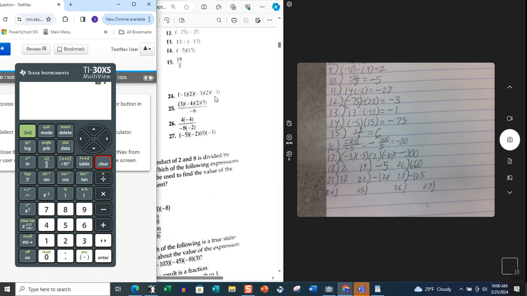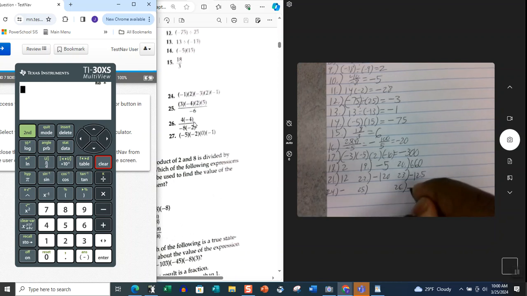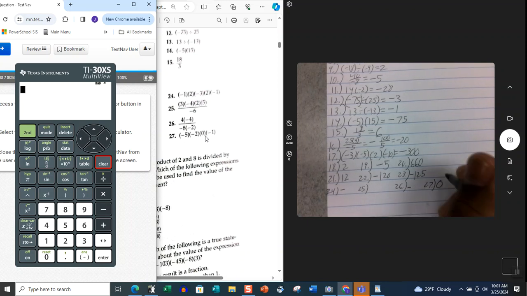We had 3 negative signs here, so 24 would be negative. For 25, we have 2 negative signs, so 25 should be positive. For 26, we had 3 negative signs, so the final answer should be negative. And then 27, we have 0 here. Remember, this is all multiplication with 0, and anything times 0 is just 0. So we already had an answer for number 27, because remember, I said that counting the negative signs does not matter when you're multiplying or dividing by some form of 0. So 27 is just 0.